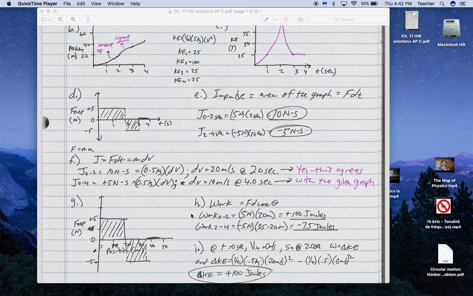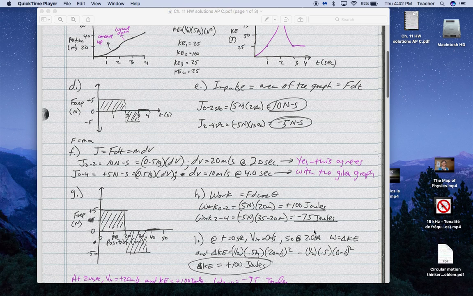H is looking at the work that's done. The work from 0 to 2 seconds is 5 newtons times 20 meters. That's plus 100 joules. The work from 2 to 4 seconds, which is really between 2 and 3, is negative 5 newtons multiplied by that change in position, and that's negative 75 joules.